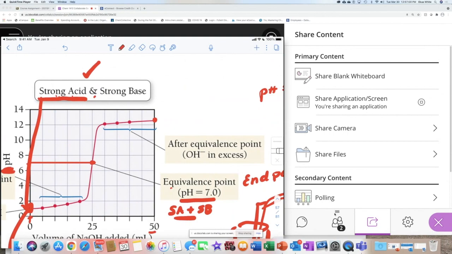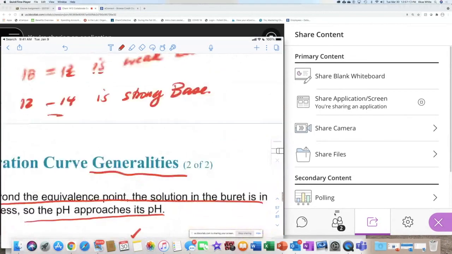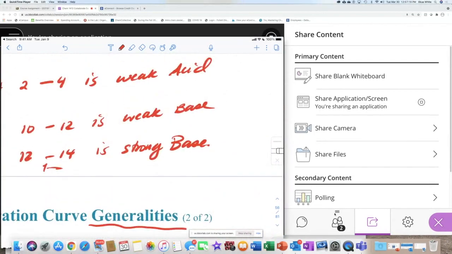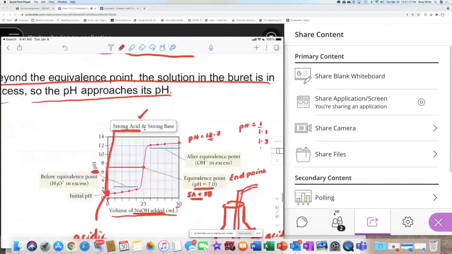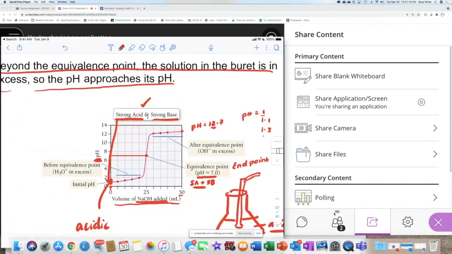At the end, not the equivalence point. Like you're done, about to clean up. What's our pH? Let's see. Our pH is about, let's say, 12.7. What is the 12.7 range? Let's go back up here. The little scale I gave you, 12.7, somewhere in here. Strong base. So strong base.